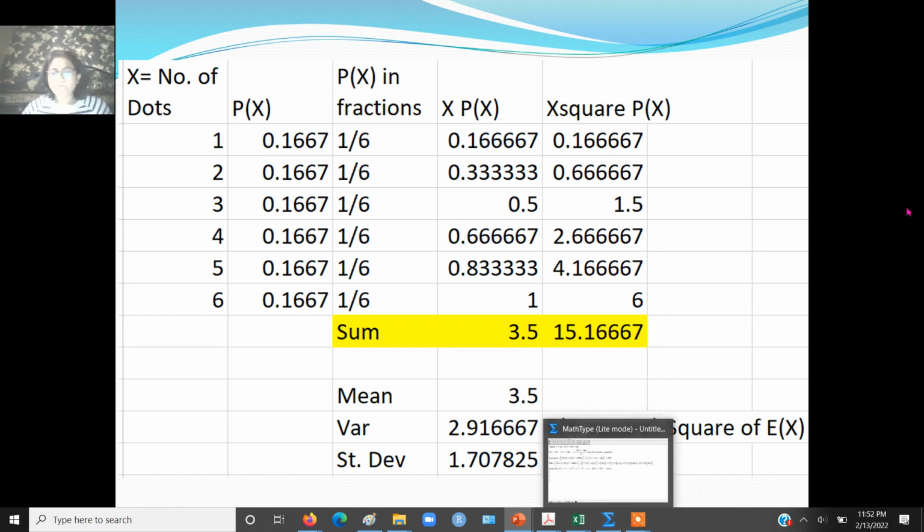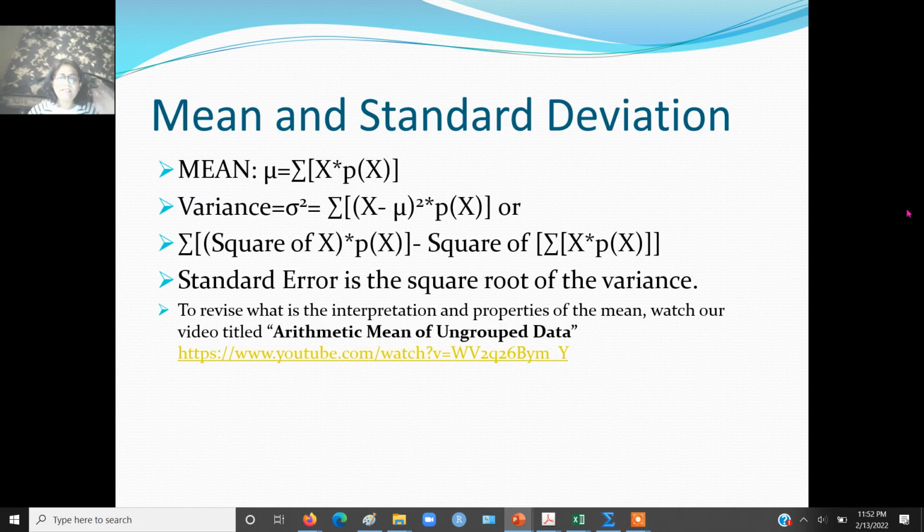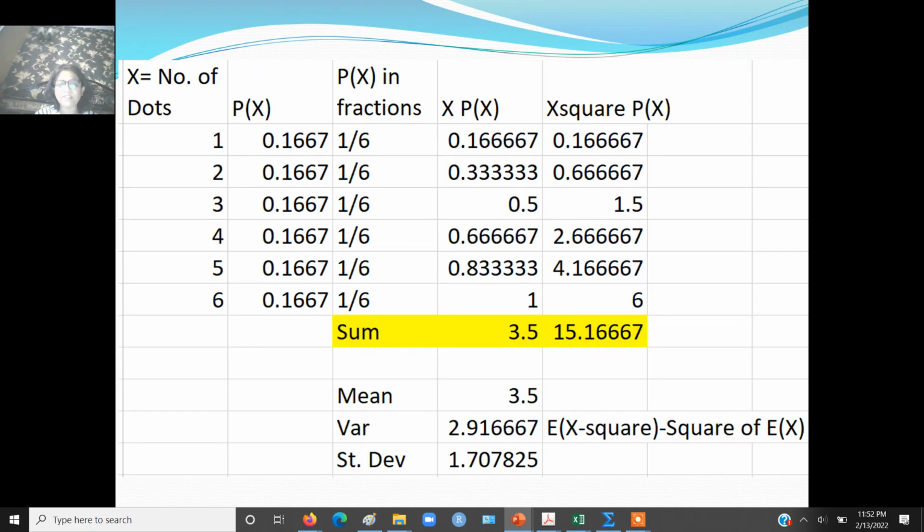Okay, so let's focus. If we have to calculate the mean, we simply find the sum of x times p(x). If we have to calculate the variance, we find the sum of x squared times p(x) minus the square of the sum of x p(x). Maybe you find these formulas a little difficult for now, but once we do it with an example, you will understand.